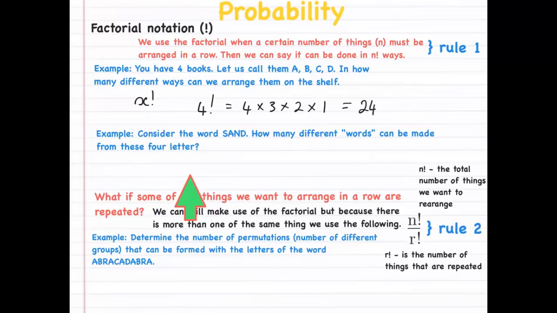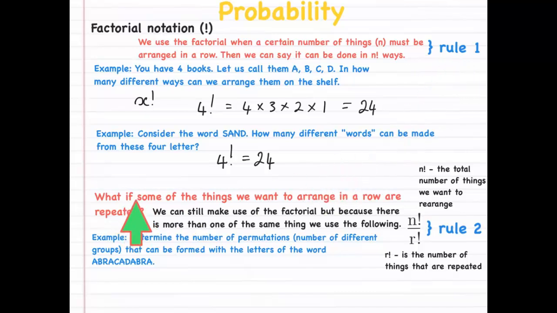Well, that's easy as well. We've got 4 different letters, and again we want to arrange them. So again 4 factorial, which then will be equal to 24. Got it? Okay, brilliant. And please remember, this is rule number 1.